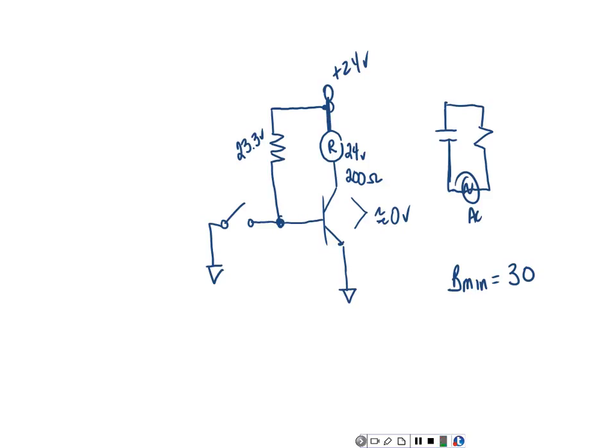Okay, so what are we going to do? We need to calculate this thing we call IC sat. So how do we calculate IC sat? Don't need beta yet. I need to calculate the maximum current that I need through that relay up there. So I'm going to say 24 divided by 200 ohms.